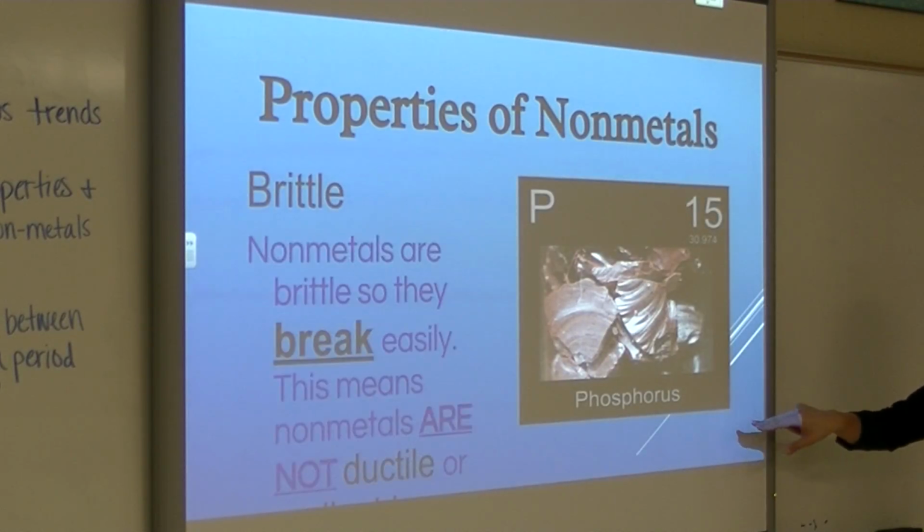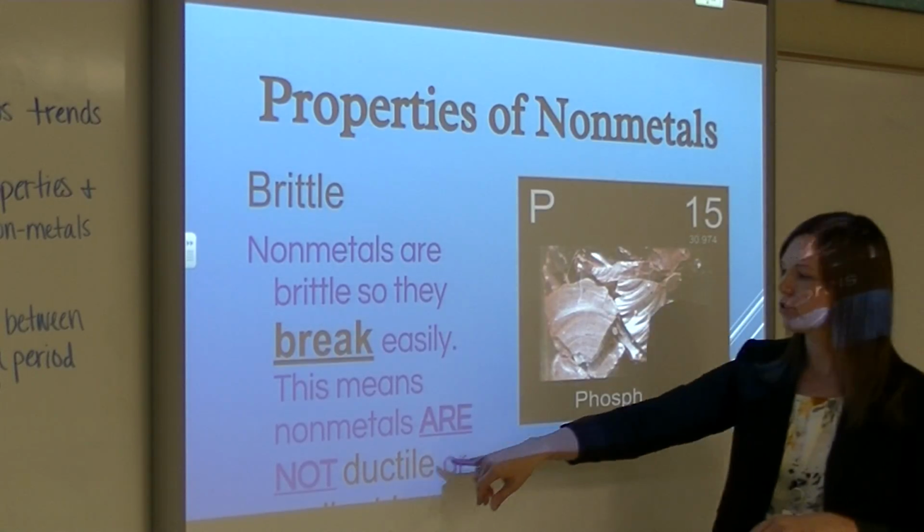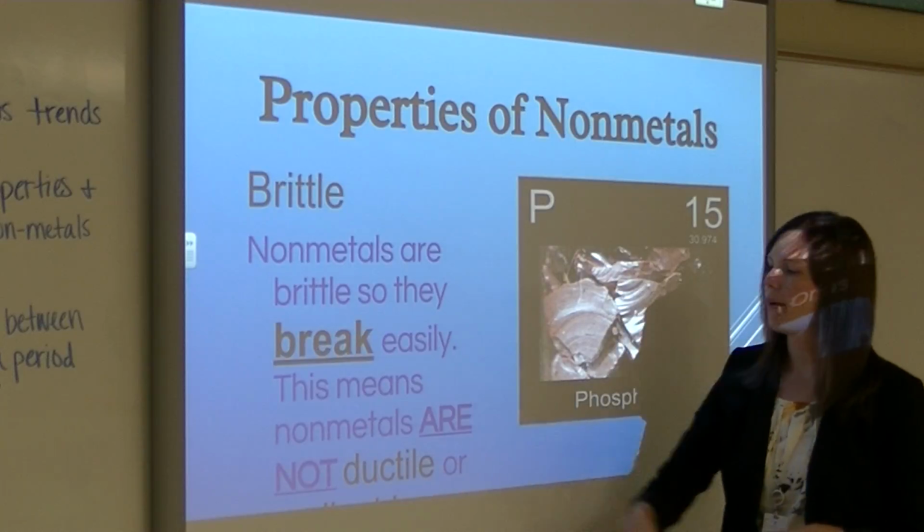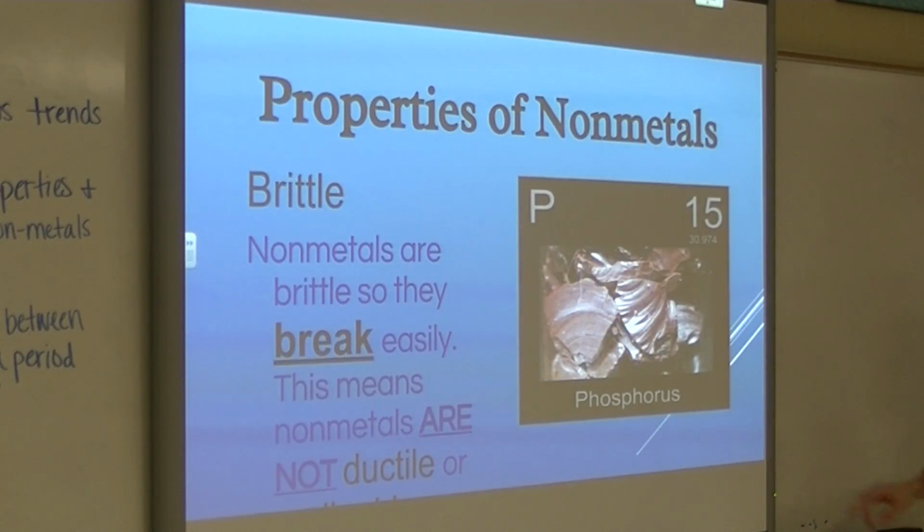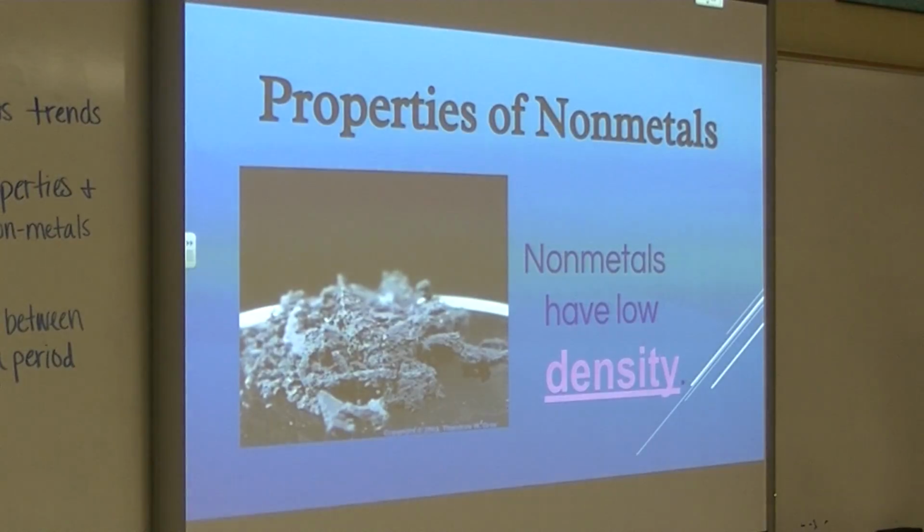They are very brittle, so if you try to hammer them into sheets or make them into wire, they're just going to break. So nonmetals are not ductile, and this down here says not malleable. It's off the screen, but they're not malleable either, because they would just break if you tried to do that.